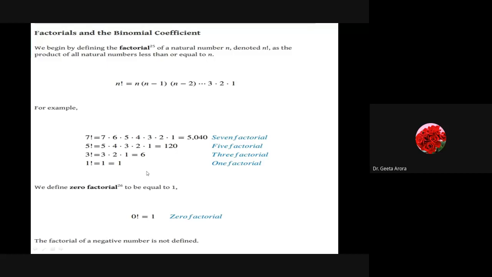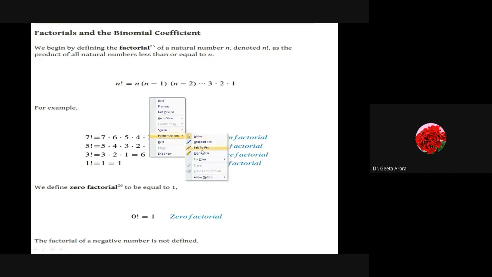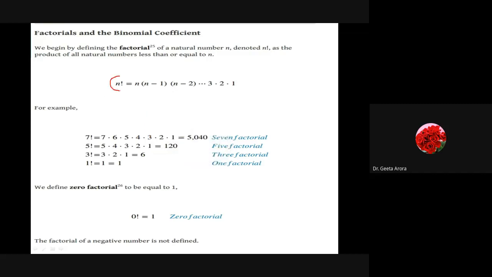So if we talk about any natural number n, its factorial can be calculated as n factorial. This is the representation, and it is the product of the numbers starting from n to 1 correspondingly. Means we can say it is the product of all natural numbers less than or equal to n. So we are going to take n multiplied by n minus 1 and n minus 2 till we get 1. Correct? So this is how some examples are written over here.